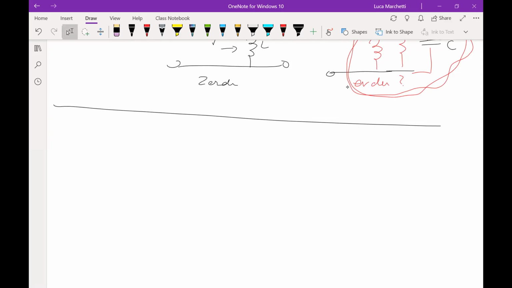I want to do the same analysis I did for the capacitance when I used the differential equation, because that is a second order differential equation, and you know second order differential equations have many solutions.